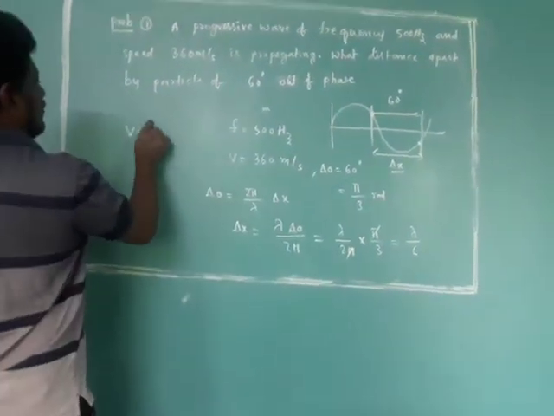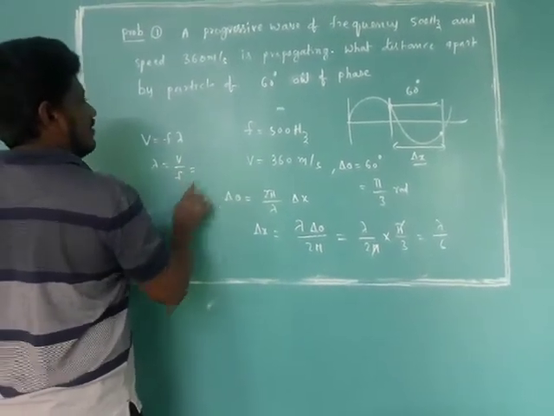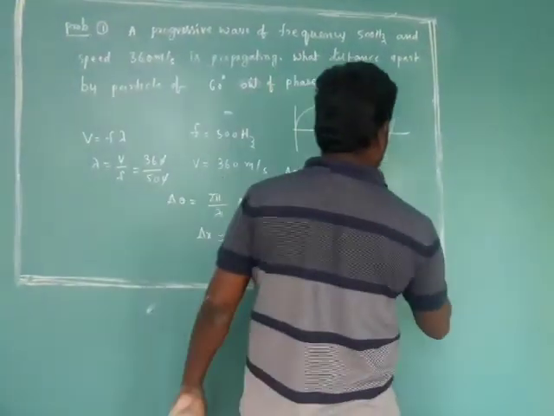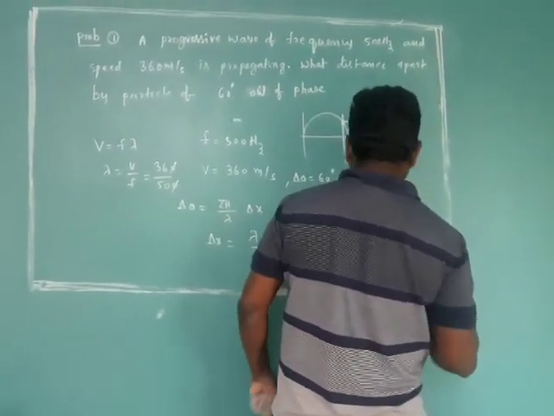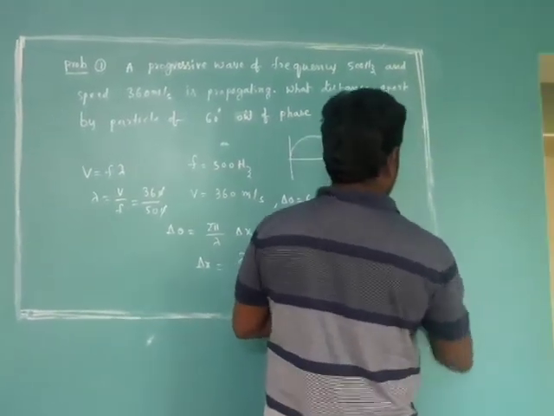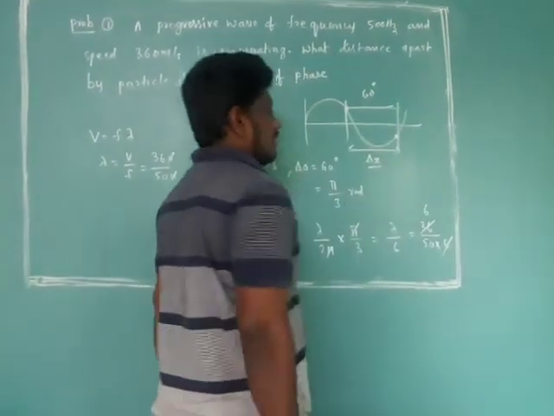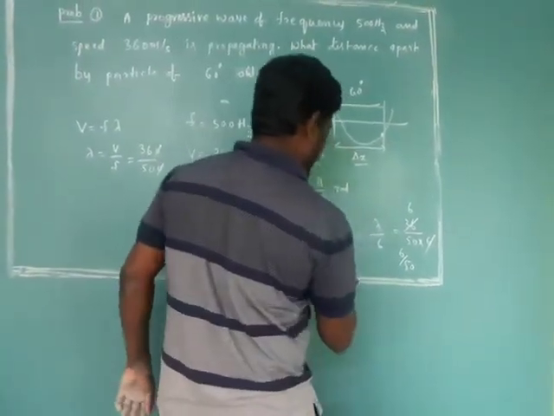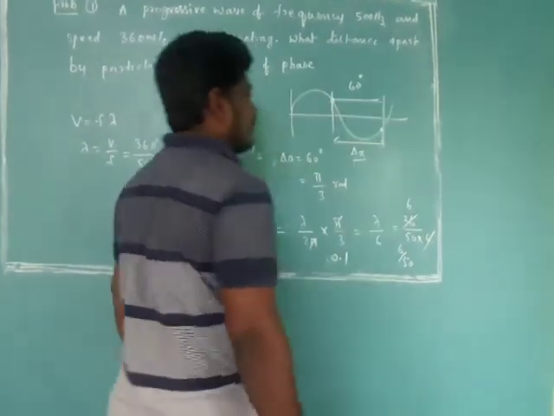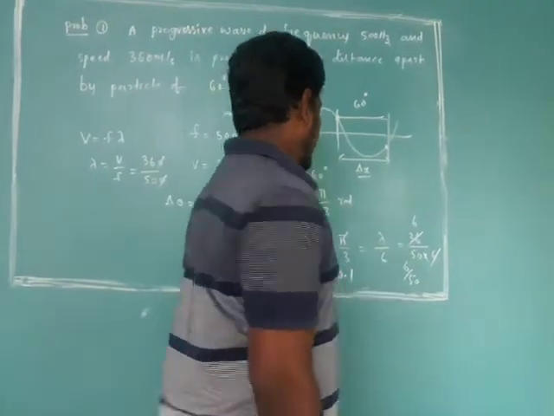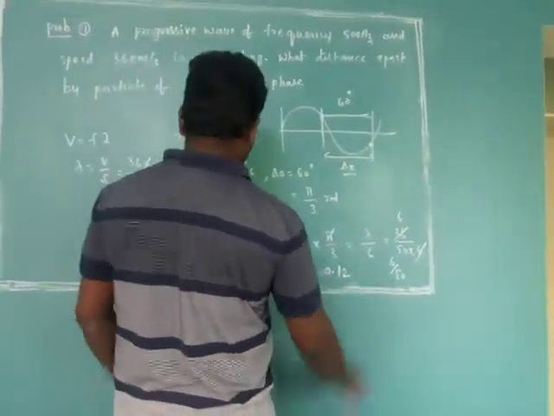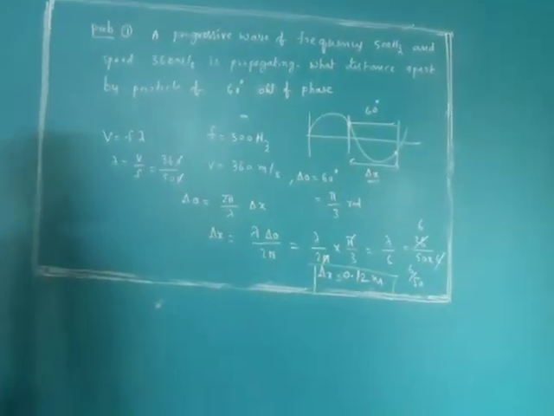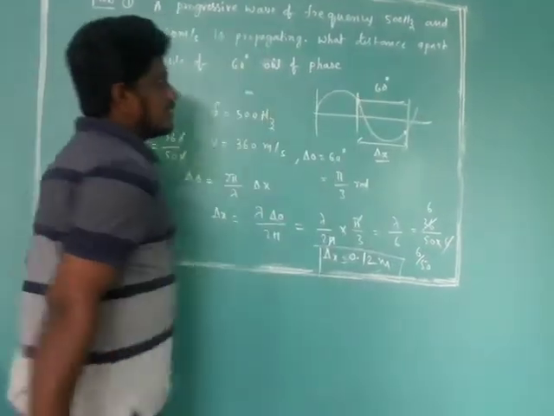You know that V is equal to F lambda. Lambda is equal to V by F. V is 360 divided by 500. 0, 0 cancel. So lambda can be written as 36 by 50, into 1 by 6. 6 here, 6 there. 6 divided by 50. So how much is it? 0.12. Okay. Delta x is 0.12 meter. This is the distance of separation of two particles which are having phase difference 60 degree.